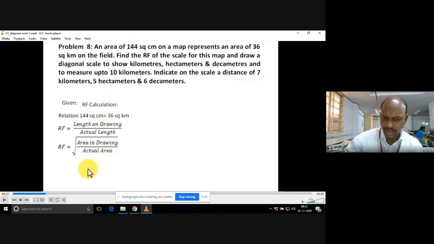I said already, the drawing size compared to the object size is less in the case of a reduced scale, which we are discussing. So you take the square root, insert the values, and convert into the same units. This 144 centimeter square becomes 12 centimeter and 36 becomes 6. Kilometer square becomes kilometer, because I am applying the square root. Now, 12 centimeter will be 12 centimeter only, but in the denominator you have kilometer.